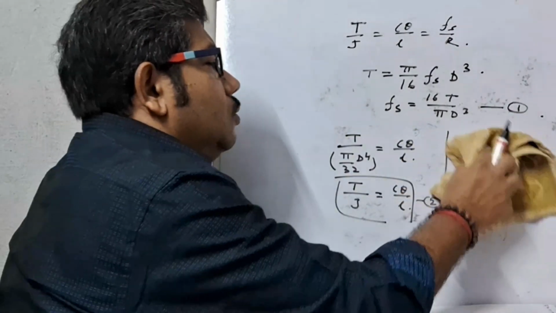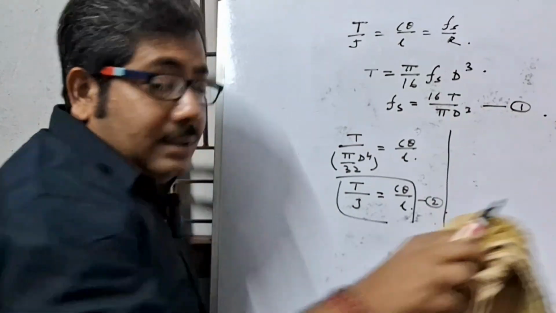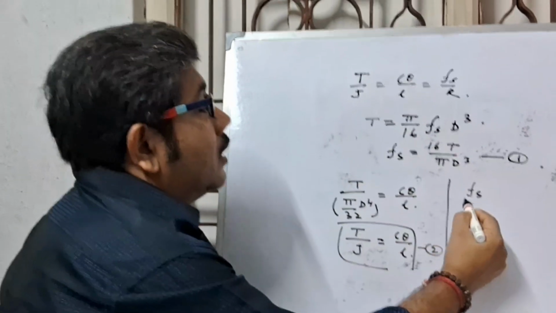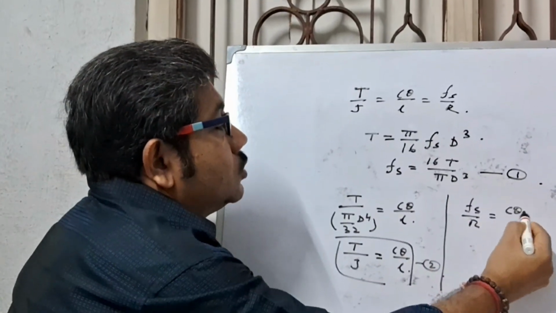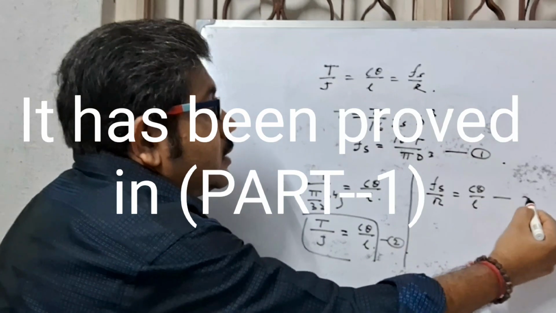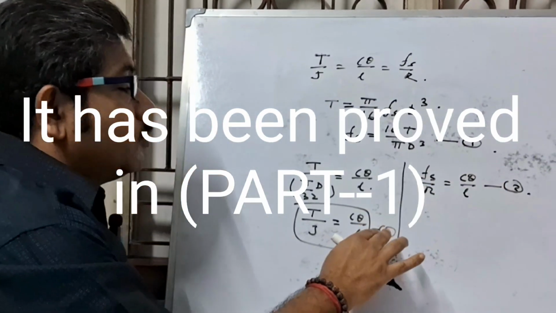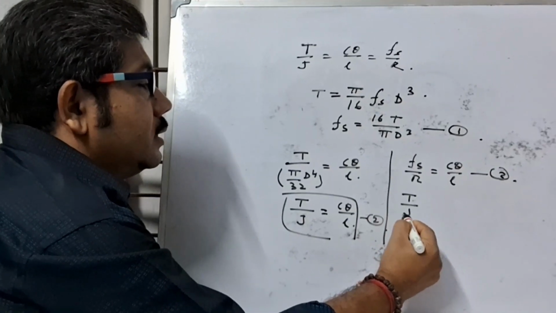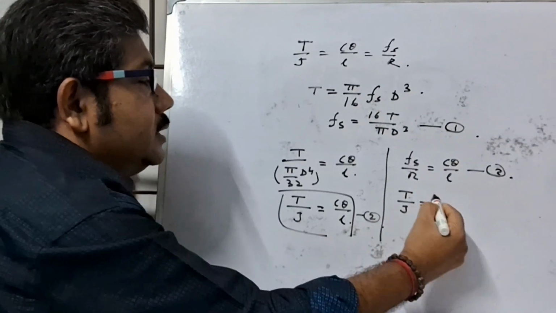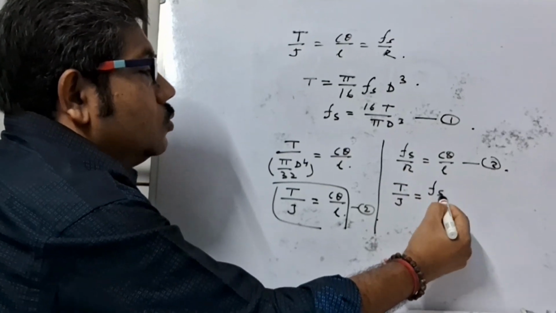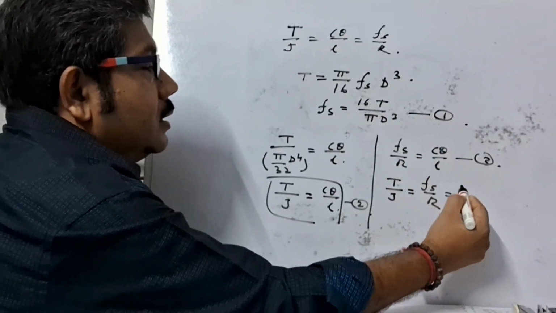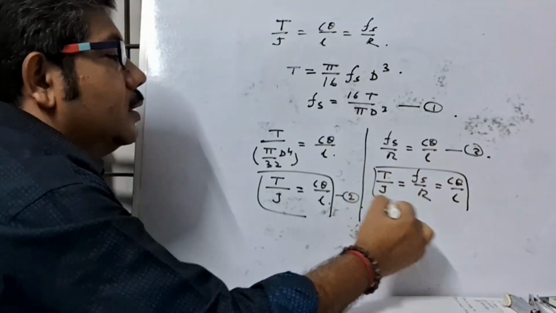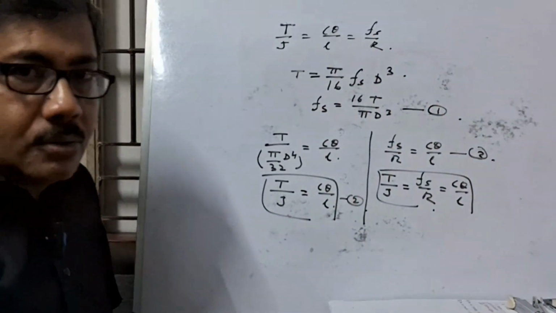Now we also know that Fs by R equals C theta by L, and this is equation 3. So from equation 2 and 3, it may be written in this form: T by J is equal to Fs by R, which is equal to C theta by L. Okay, so thank you.